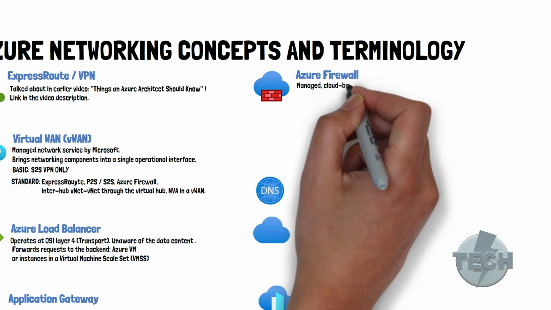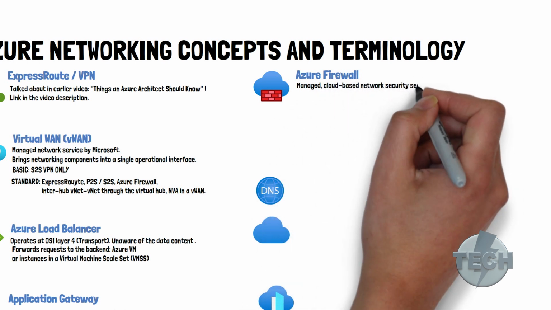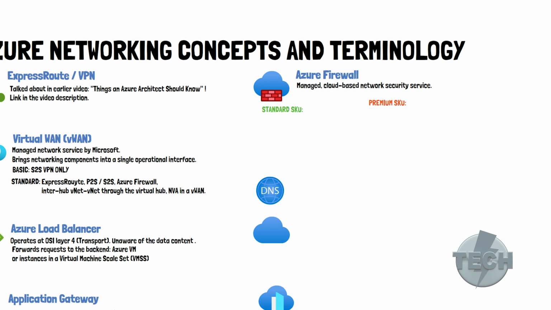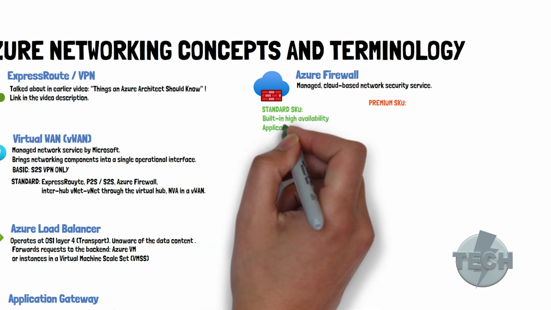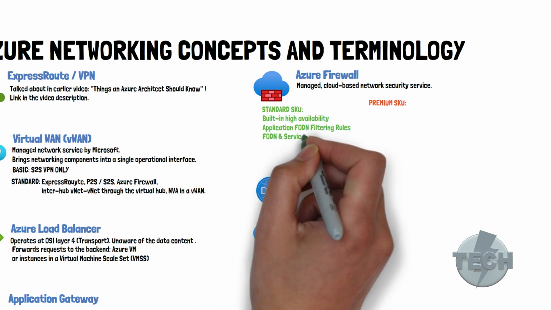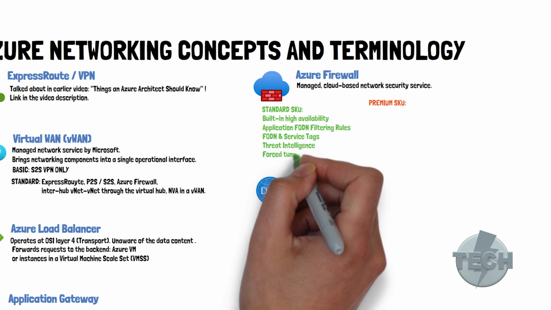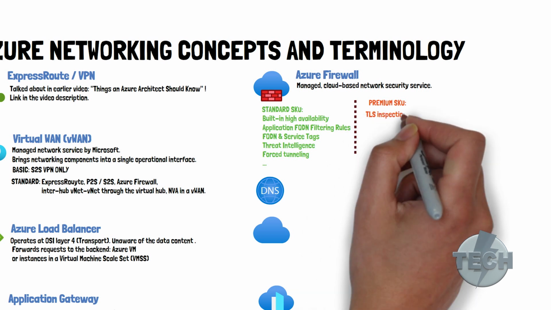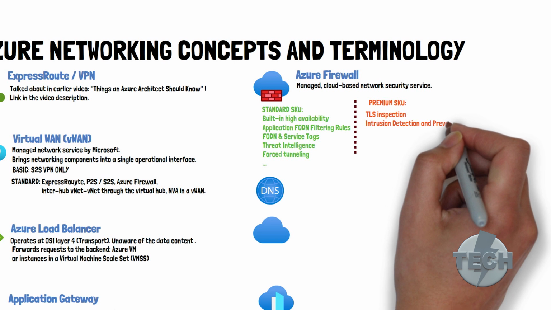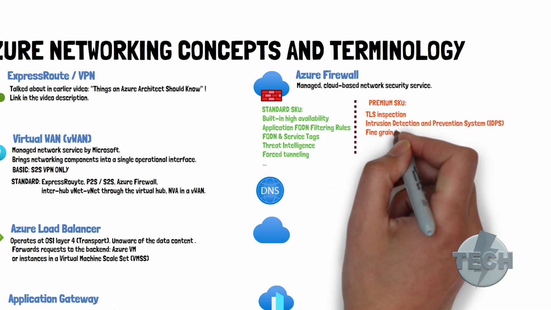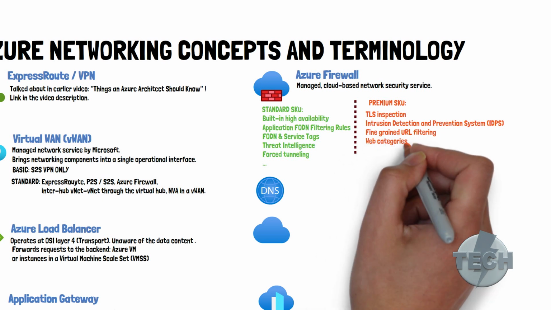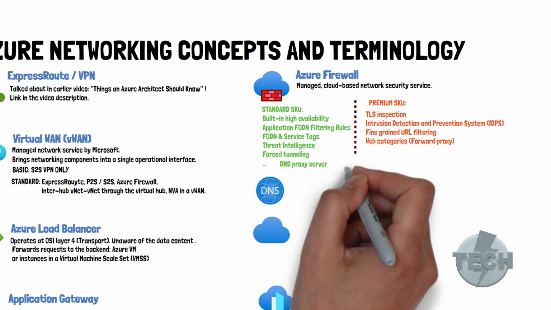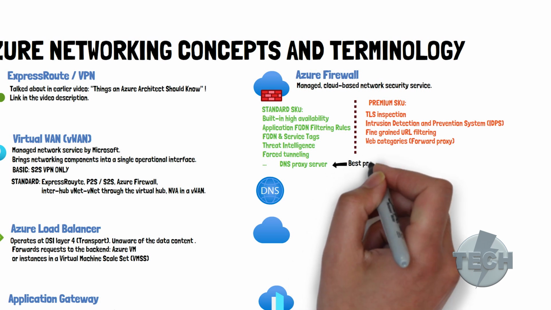Moving on, we find the mighty Azure Firewall. Think of it as a managed cloud-based network security service within Azure. There are 2 tiers, standard and premium. With the standard tier, you have built-in high availability, application FQDN filtering rules, FQDN and service tags. It does threat intelligence, force tunneling, and a few other features. With the premium SKU, you have TLS inspection, intrusion detection and prevention system, IDPS, you can do fine-grained URL filtering, you have web categories, and it will function as a forward proxy. Also, for DNS implementation in Azure, it's best practice to use the Azure Firewall as a DNS proxy server.